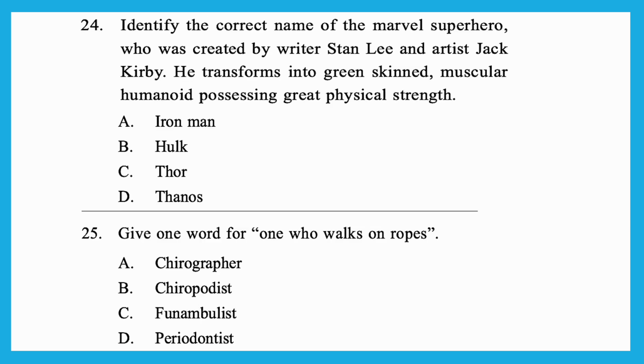Question 24. Identify the correct name of the Marvel superhero who was created by writer Stan Lee and artist Jack Kirby. He transforms into green-skinned, muscular humanoid possessing great physical strength. I think you all know by this time. The right answer is option B, Hulk. Question 25. Give one word for one who walks on ropes. The right answer is option C, funambulist.